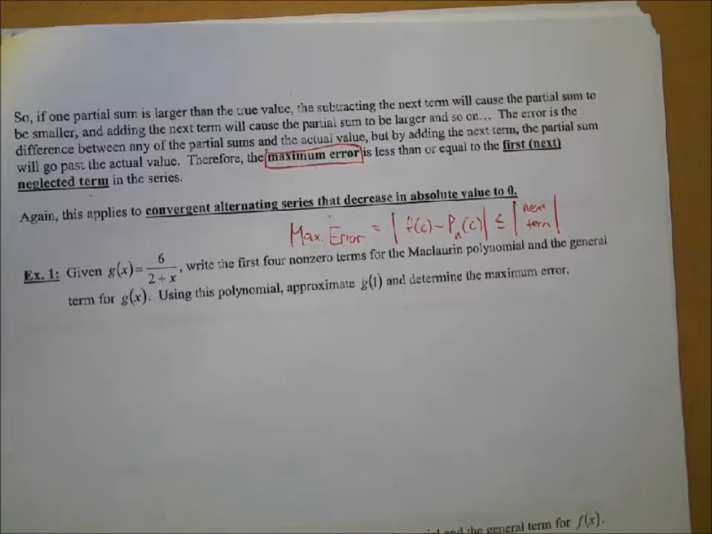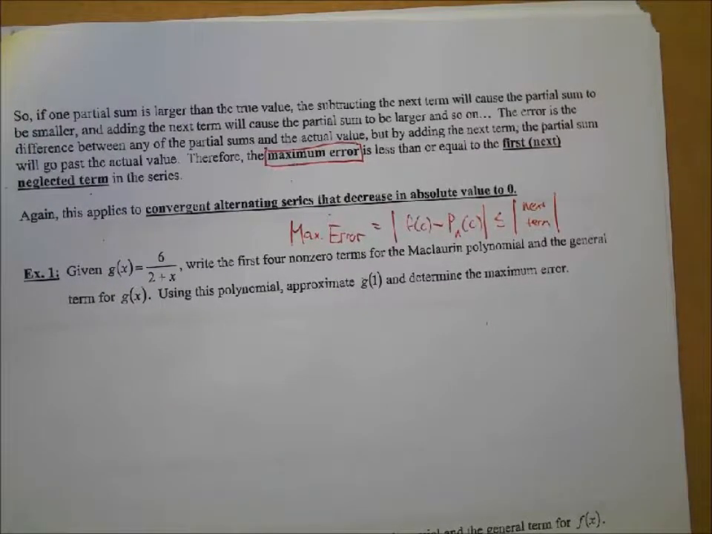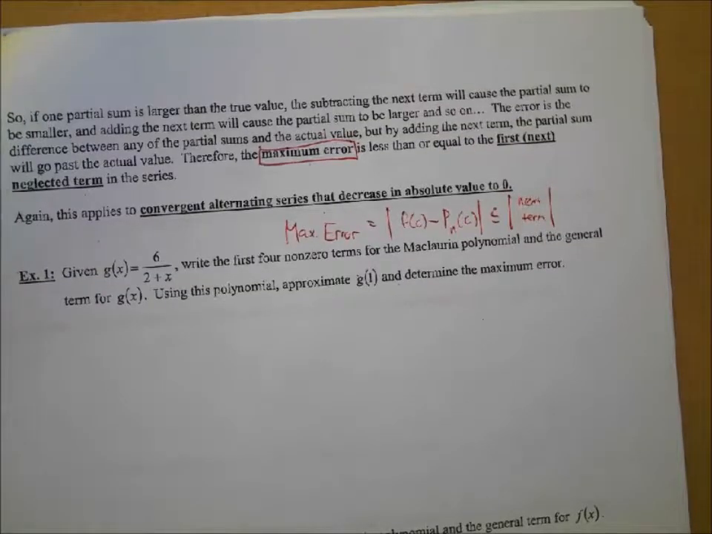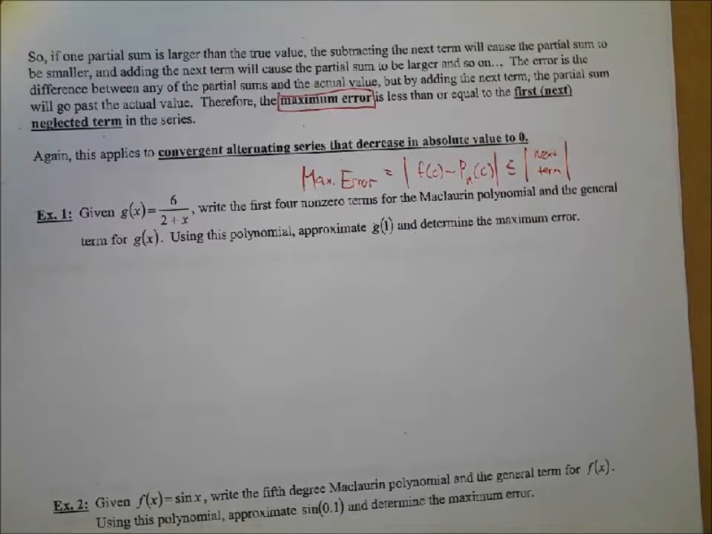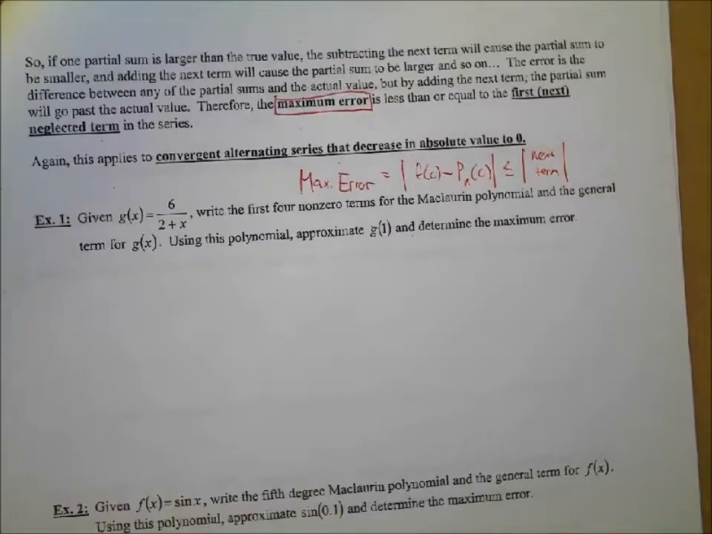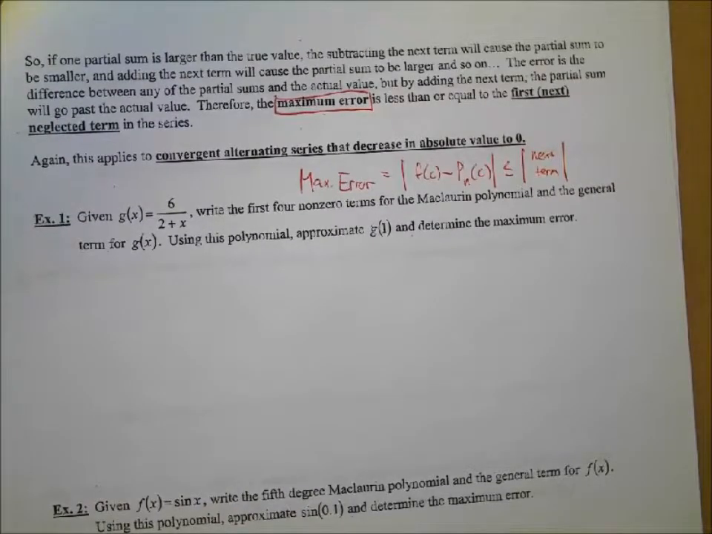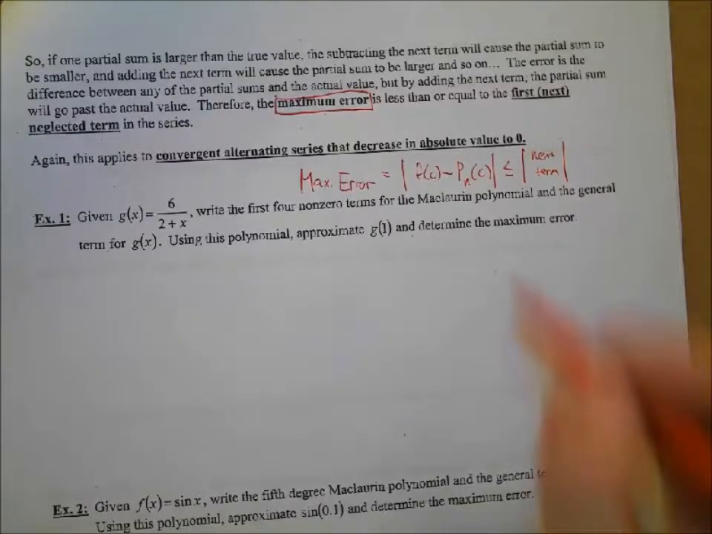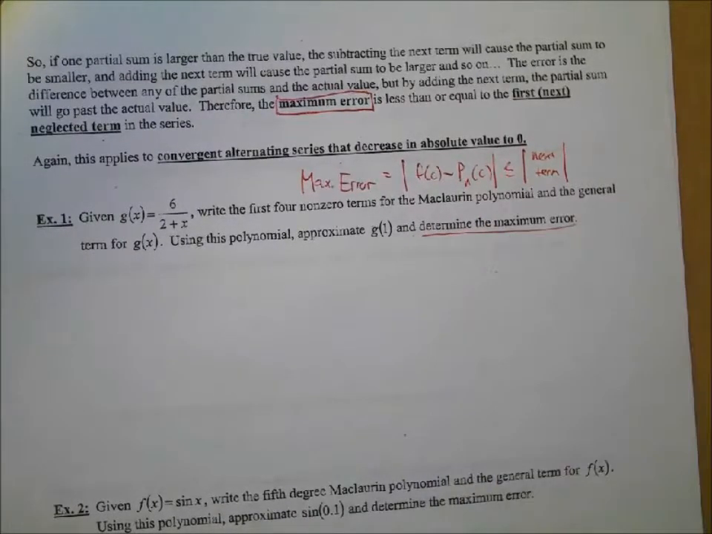So let's see this in actual practice, now that I've bored you all to death with the concept. Let's see an actual problem and see what it actually looks like. Given g of x equals 6 over 2 plus x, write the first 4 non-zero terms for the Maclaurin polynomial and the general term for g of x. And then using this polynomial, approximate g of 1 and determine the maximum error. So that's what we're shooting for, stuff that we just talked about. Everything else, we can do no problem.